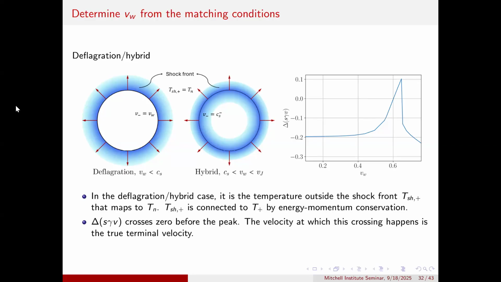But to connect this T_sh plus to T plus, which is right outside this black circle, we have to solve the temperature evolution function across the shock wave. And that requires some numerical work, but anyways, this could be done. And we can map this to Tn, and we map V minus to VW. So again, we can use our matching conditions to solve for V plus and T minus.